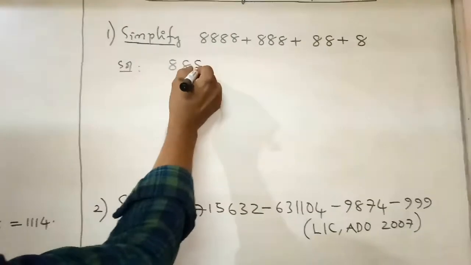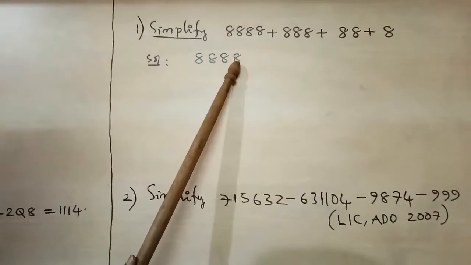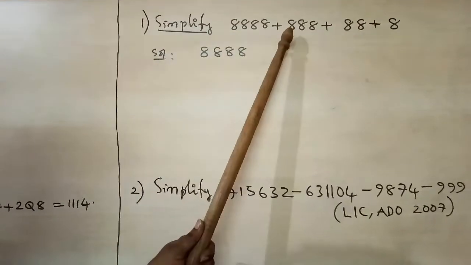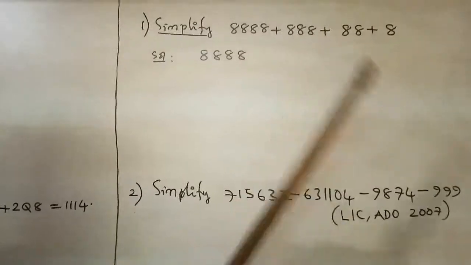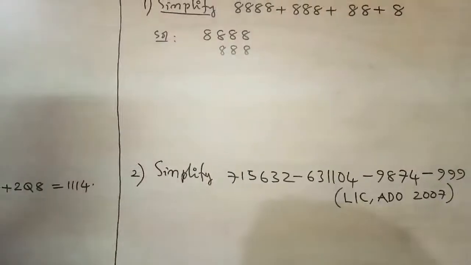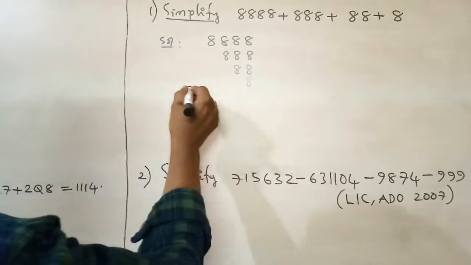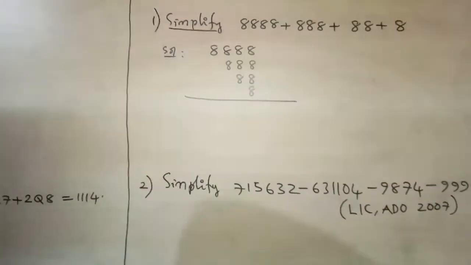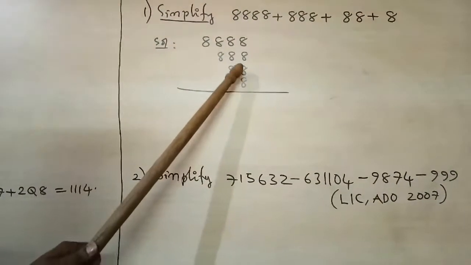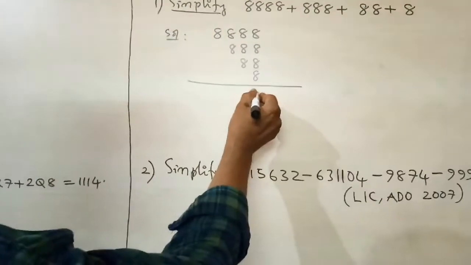8, 8, 8, 8. Here which is ones place, units, tens, hundreds, thousands. Now here given that 888, right, like this, then 88, then 8. Now we should add these numbers. Here we have 8 four times. 4 8s are 32.